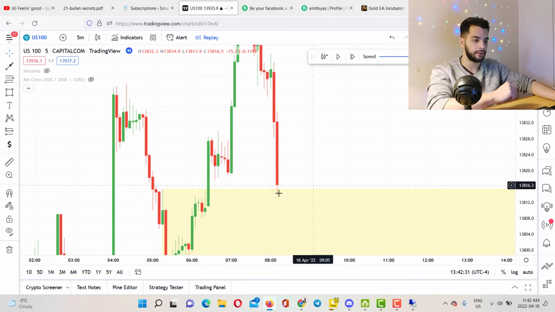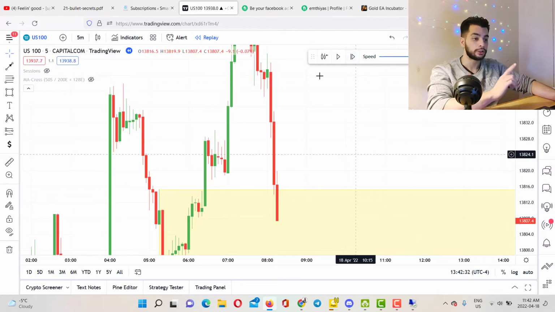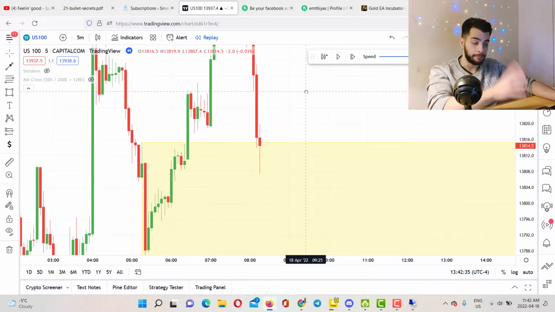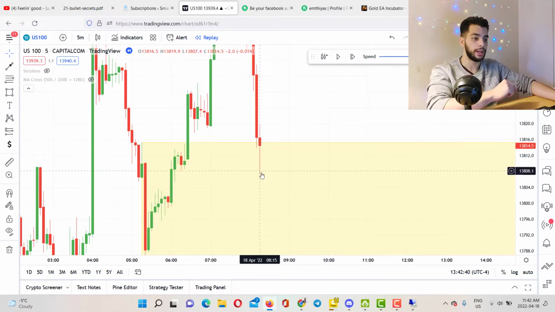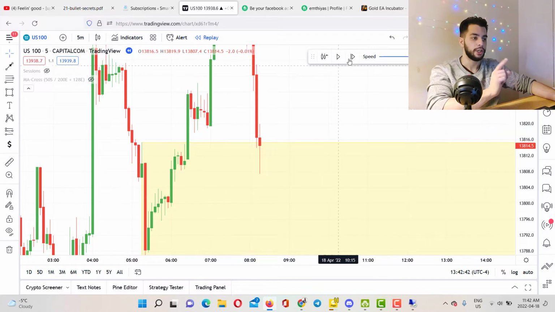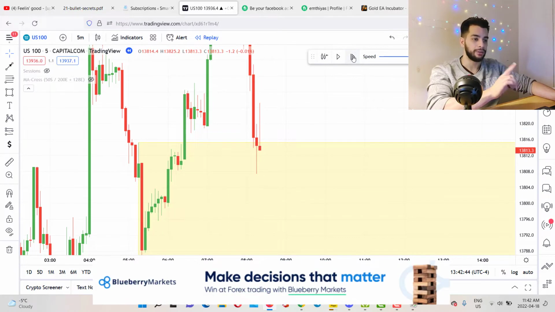Right now this candle tapped into this level, so the next thing I do is wait for a better confirmation to enter my trade. As you can see, this candle is a doji, and it kind of got rejected towards the upside, so you need to wait for the next candle after that. As you can see, we have a bullish engulfing candle.